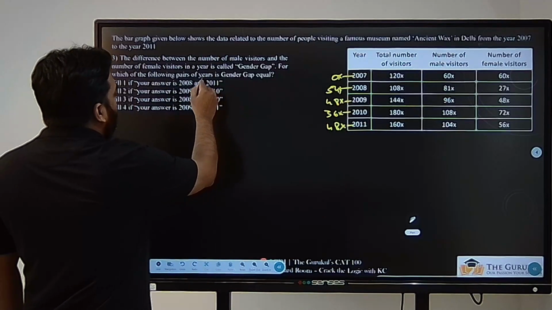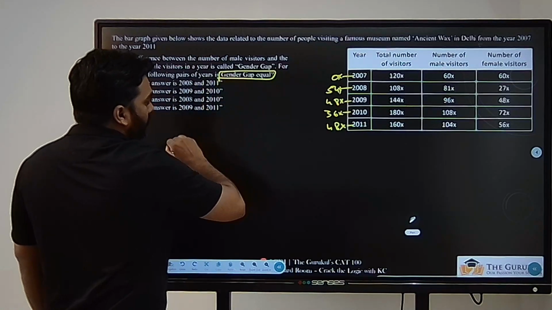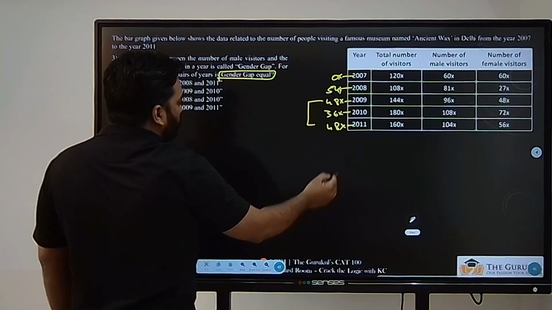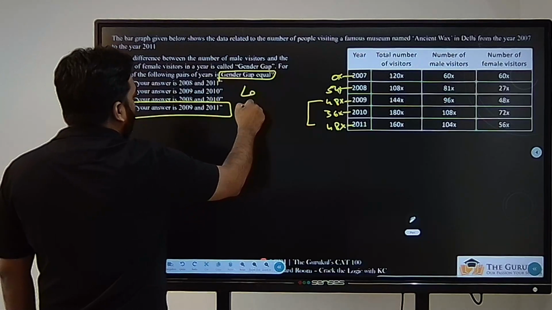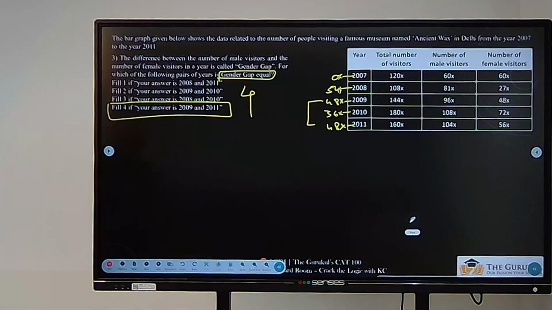Which of the following is gender gap is equal? Gender gap is equal in 2009 and 11. So answer will be 4. Fill 4 if your answer is 2009 and 11.